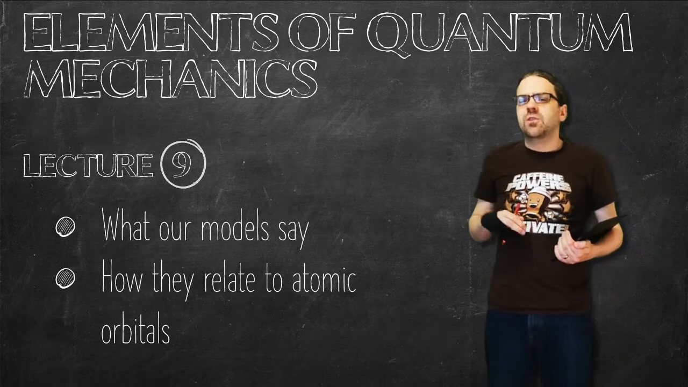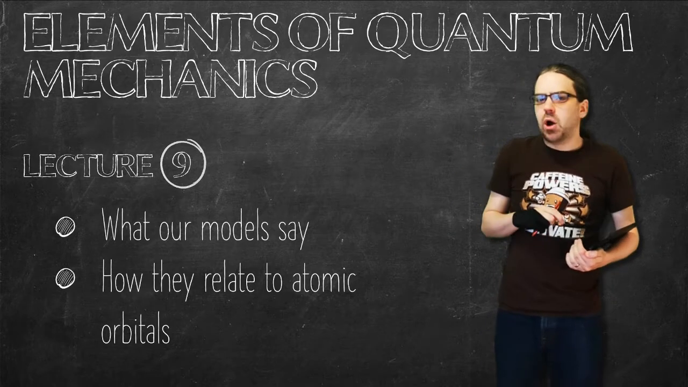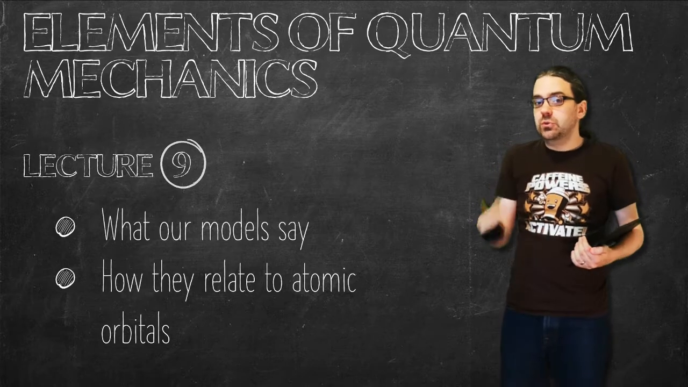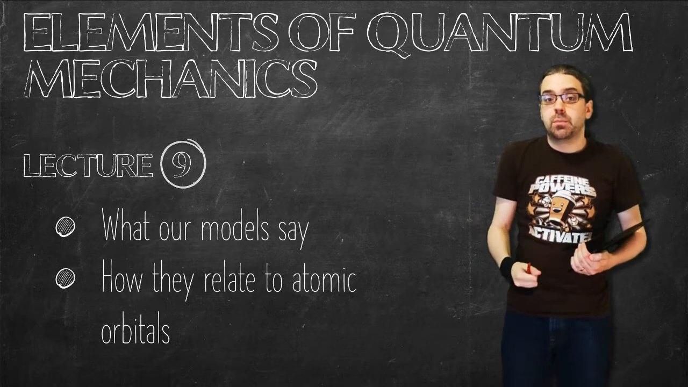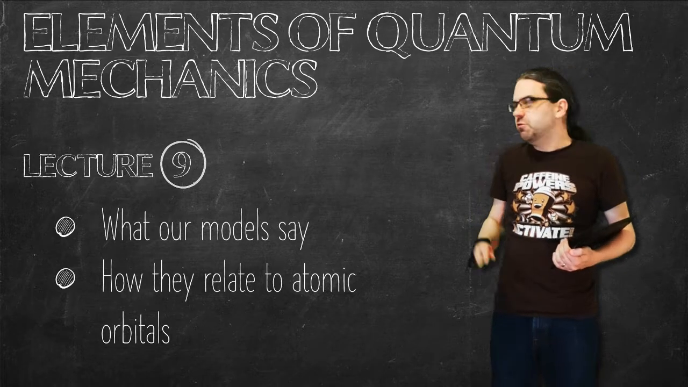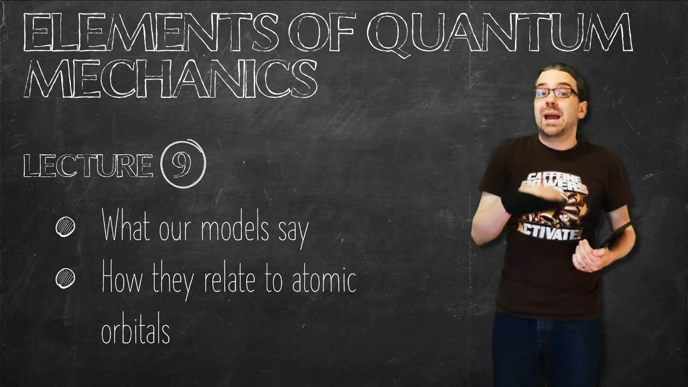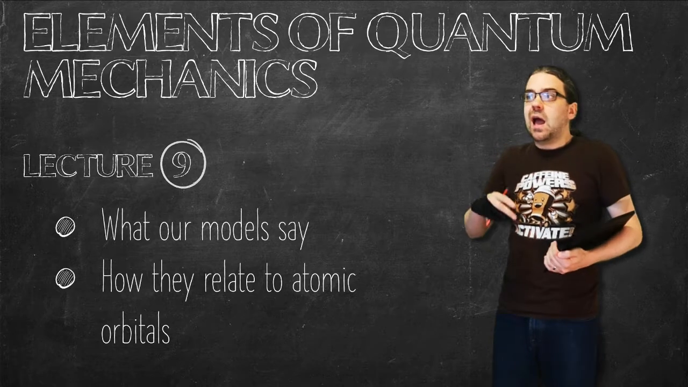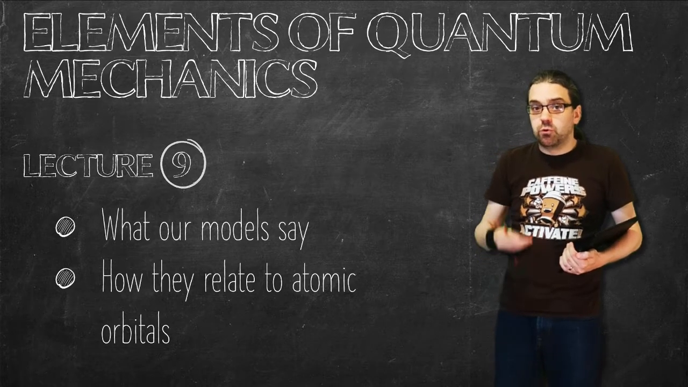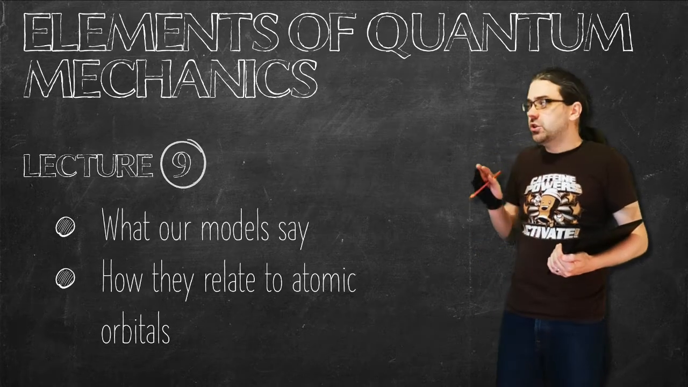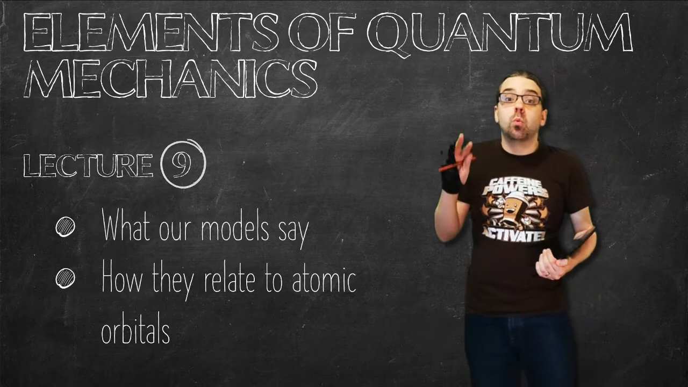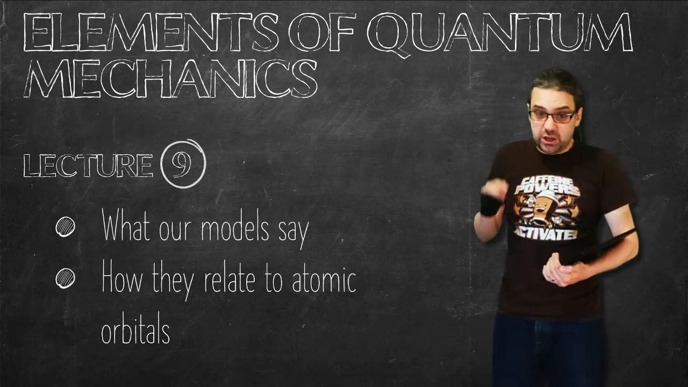This is going to be a quick follow-up lecture to the idea of particle models, and we're going to use them to help justify the shape of atomic orbitals. So you've probably seen atomic orbitals for most of your chemistry career so far, and maybe you've just taken the shape for granted. This is going to go a little bit towards explaining why the orbitals are that shape.